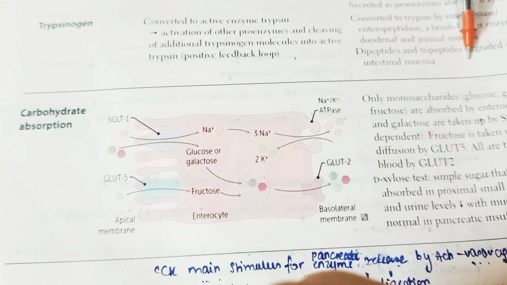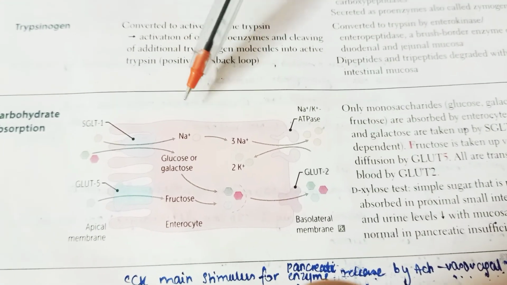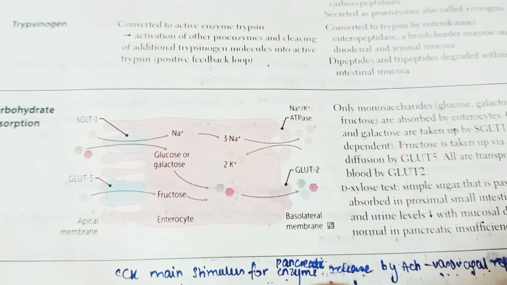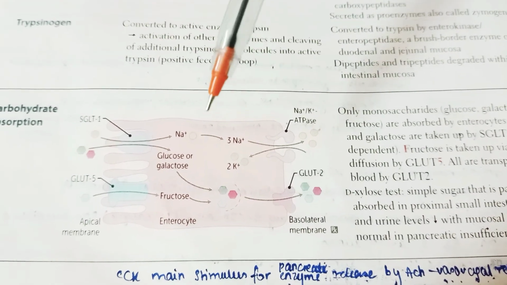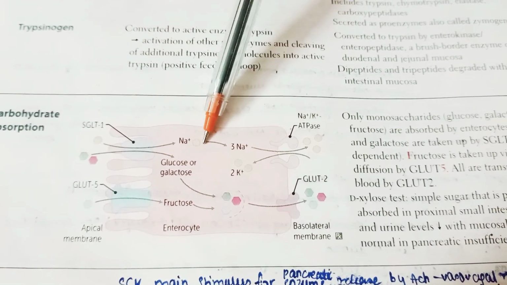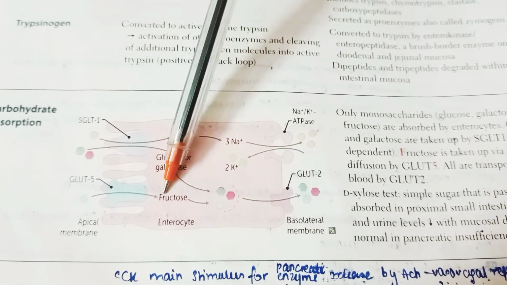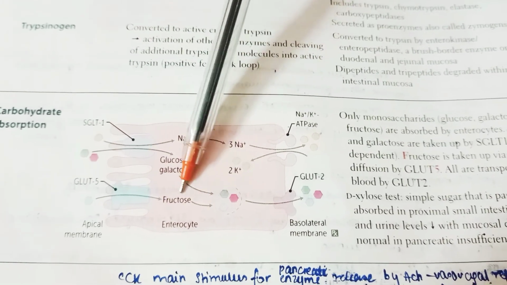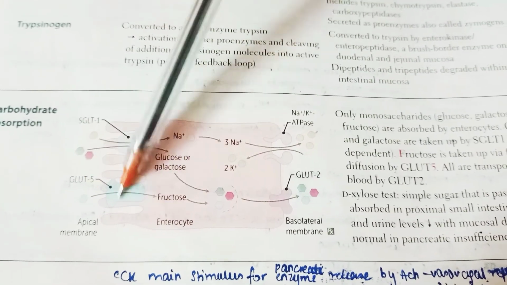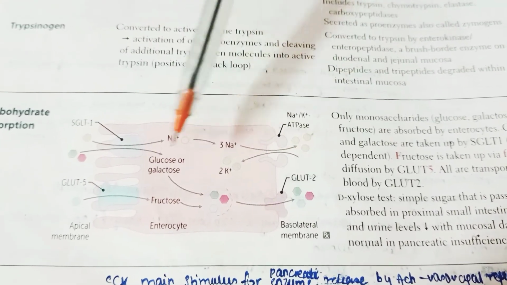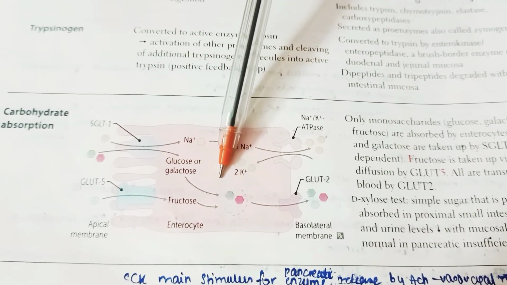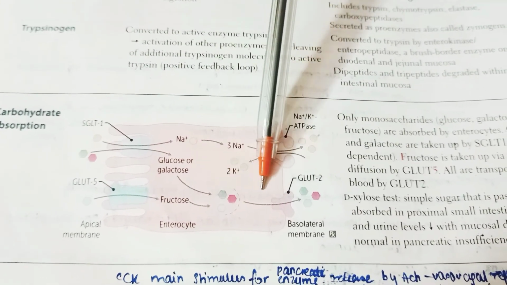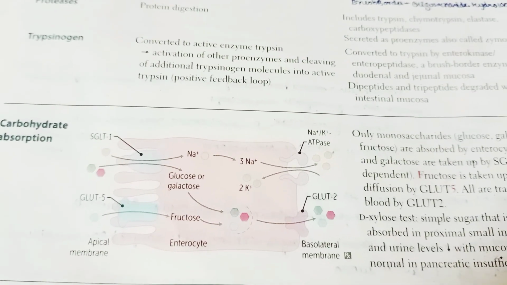So now here you can see the carbohydrate absorption. Actually, SGLT1 is useful to absorb glucose and galactose along with sodium, whereas GLUT5 is used for facilitated transport of fructose from the apical membrane. This is the enterocyte. So from here the nutrients whichever you are eating are going like this, and they are going by means of GLUT2 into the blood.